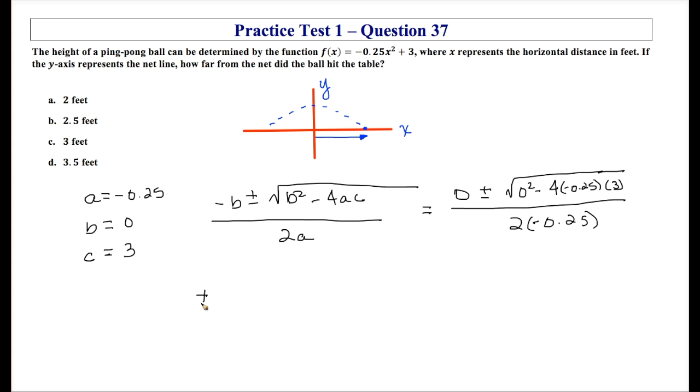This will give me plus or minus the square root of 3 divided by negative 0.5, which gives me plus or minus 3.46. And since we're talking about distance, we take the positive value, so positive 3.46 rounded to the nearest tenth is equal to 3.5. And the answer to our question is D, 3.5 feet.